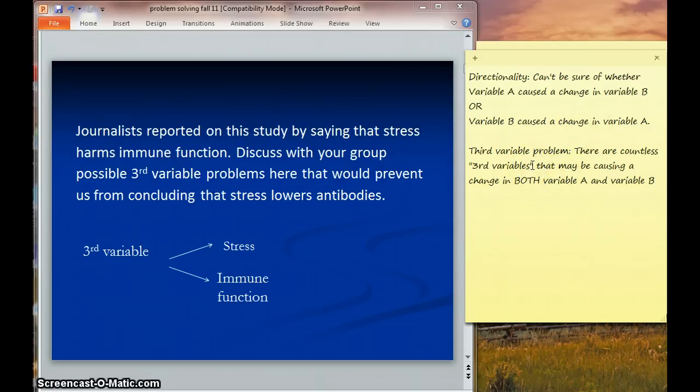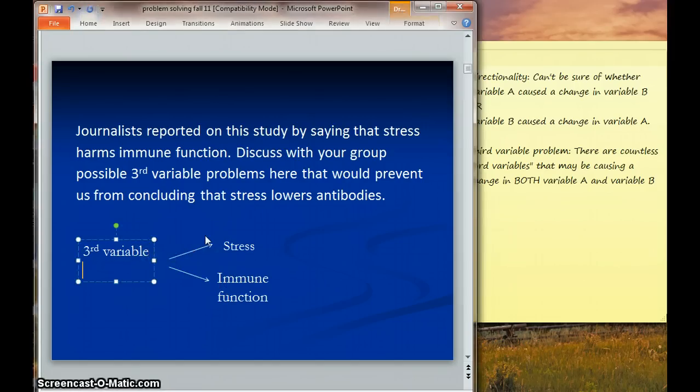Now the third variable problem is that there are countless third variables, or other variables that we haven't considered, that might be causing a change in both variable A and variable B. So let's go back to this problem right here, this issue between stress and immune function. Okay, what might be some third variables that are out there that could potentially cause a change in both stress and immune function? Well, one thing could just be some kind of sickness. If you are sick, that's probably going to stress you, and it's also going to disrupt your immune function.